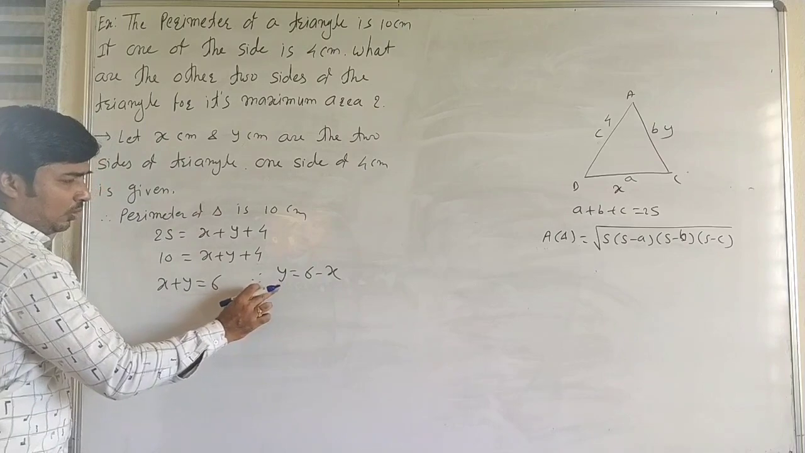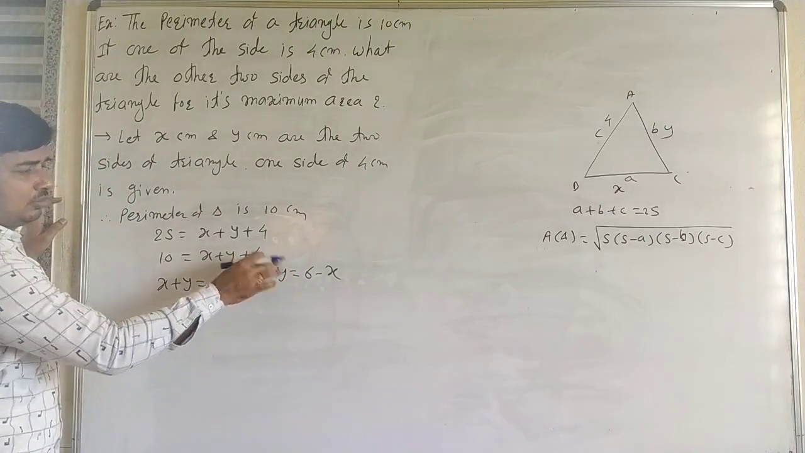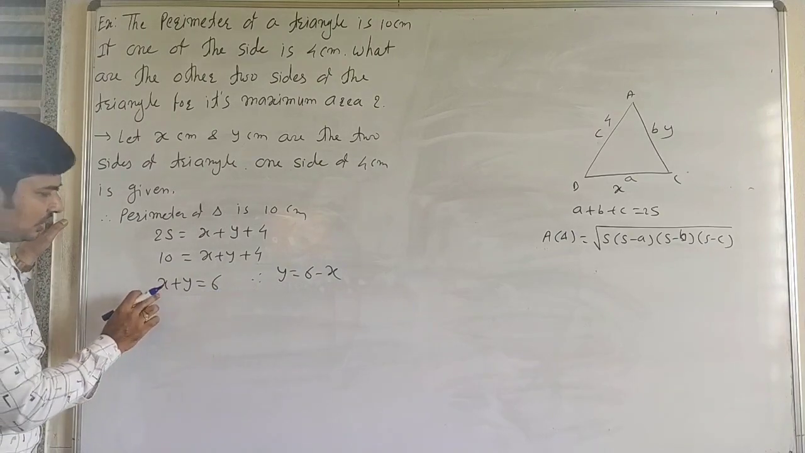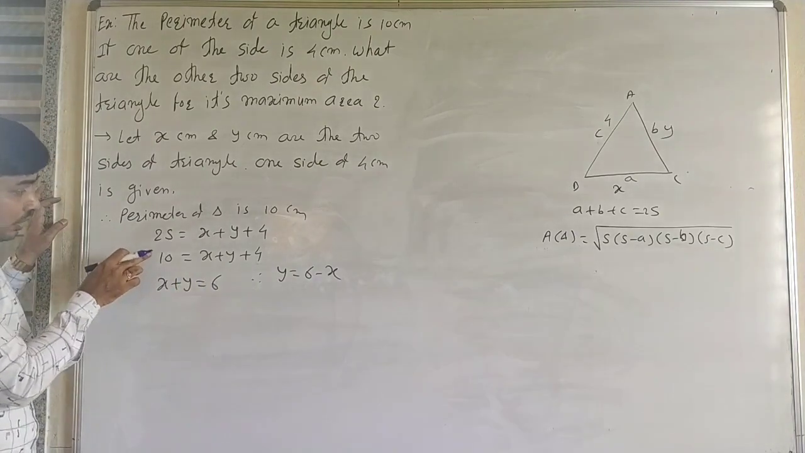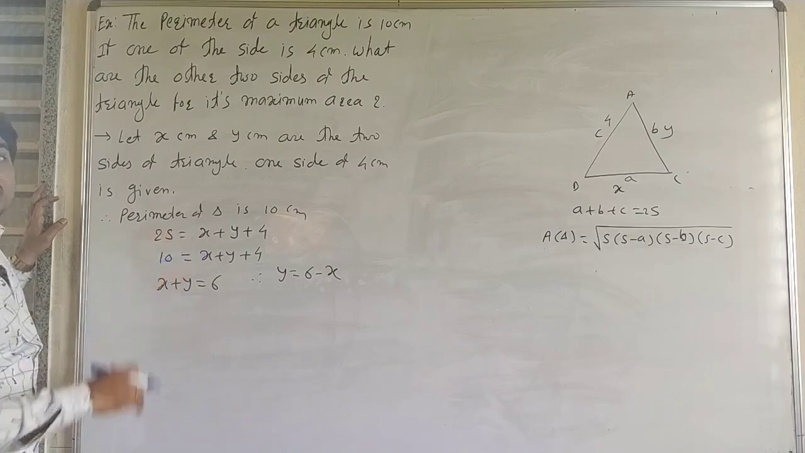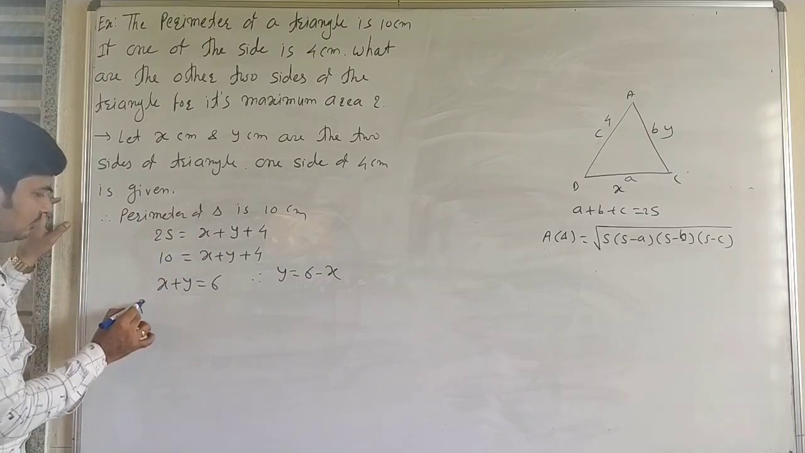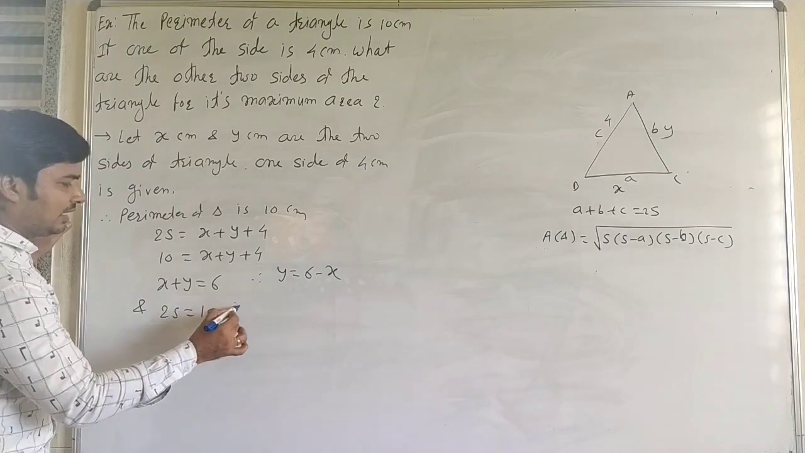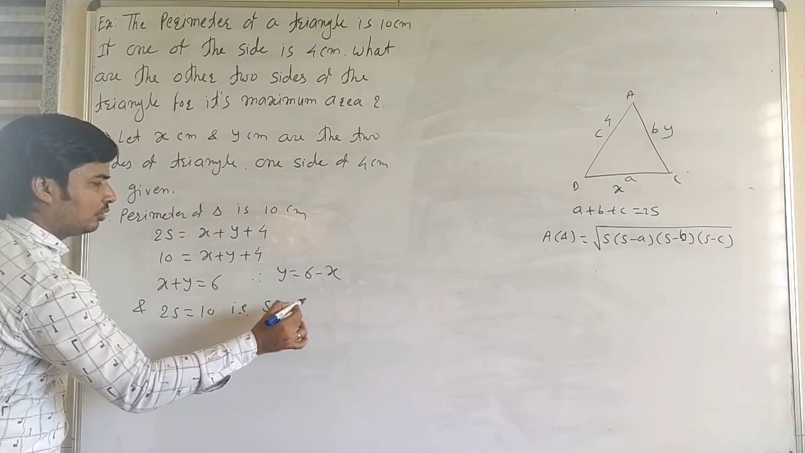Why did we find the value of y? Because when we put y in terms of x, then we get f of x. Okay, then x plus y is equal to 6, and then 2s is equal to 10, that means s is equal to 5. It is 2s is equal to 10, that is s is equal to 5.